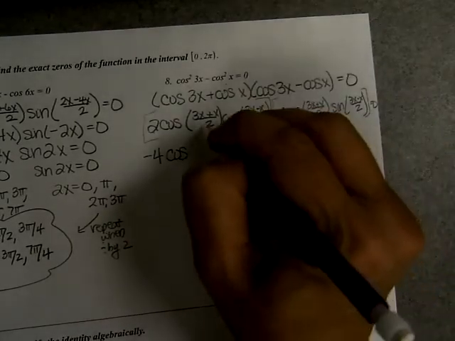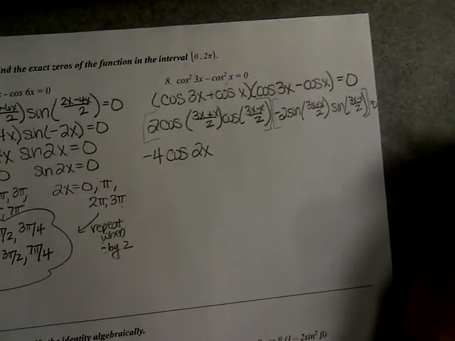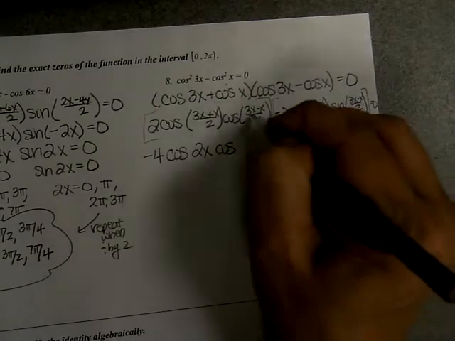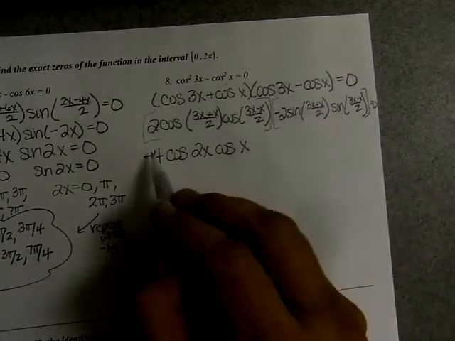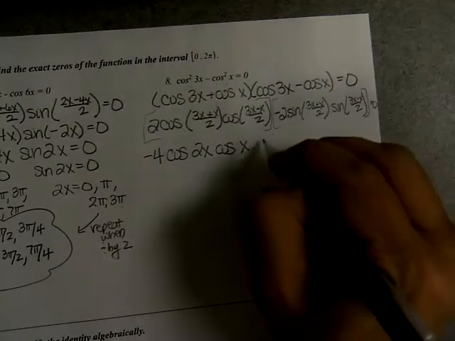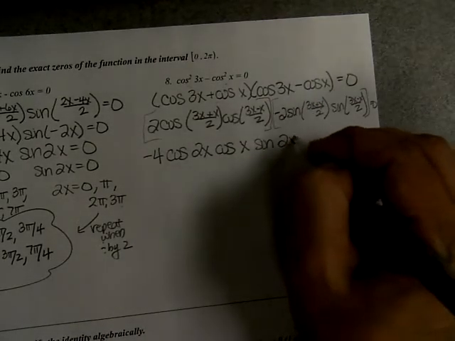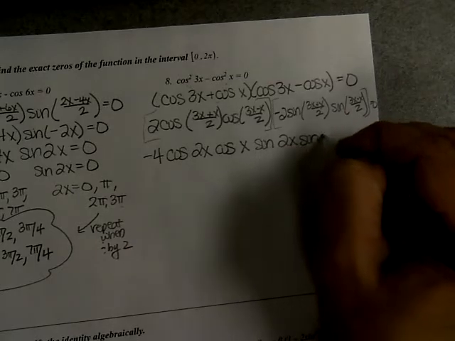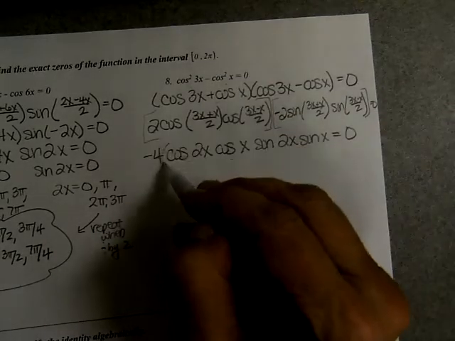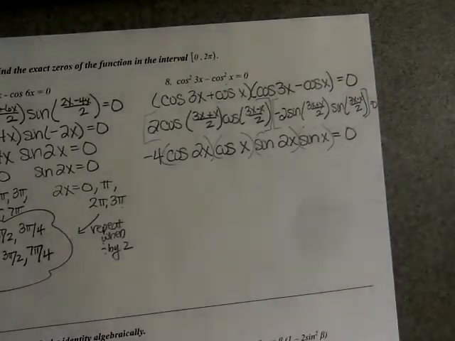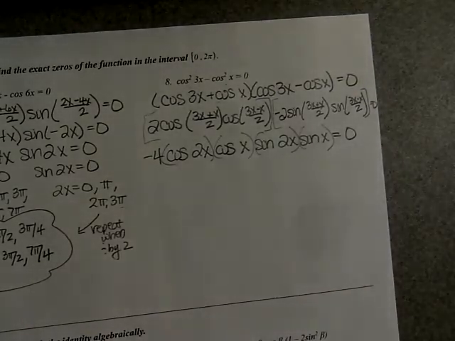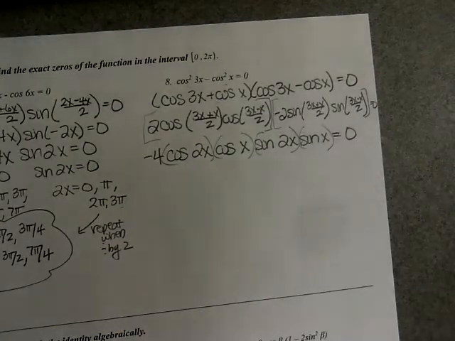So that's going to be cosine of 2x. This is 2x over 2, so cosine of x. We already compensated for this -2 over here. So this is going to be the sine of 2x and the sine of x. So essentially we have all of these different factors that we can then set equal to 0, and we can try to solve.